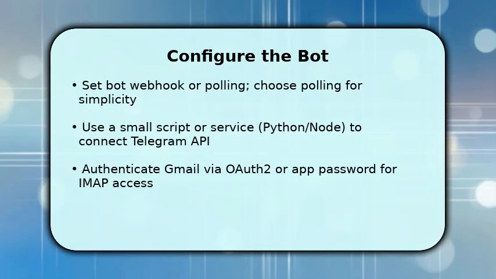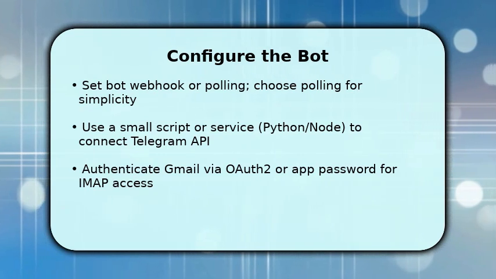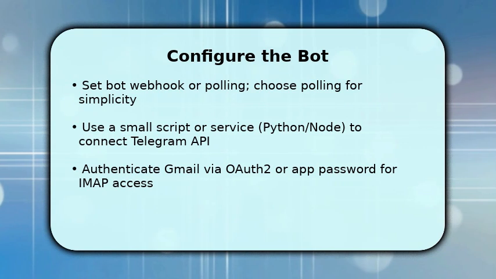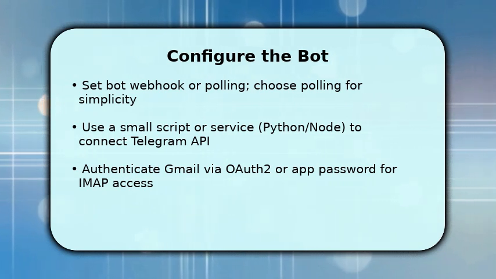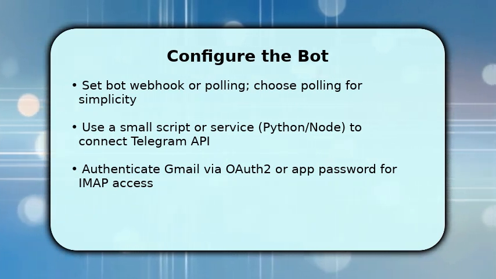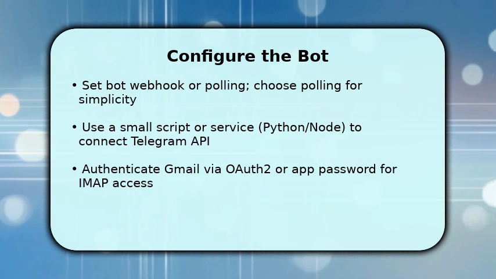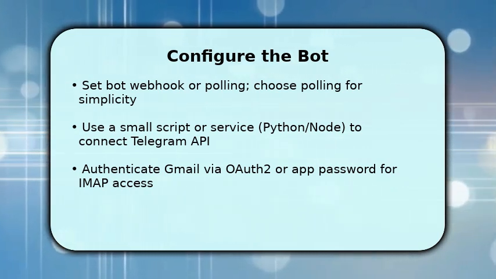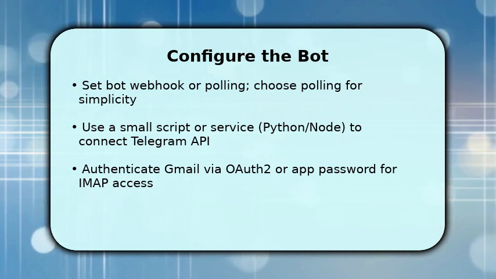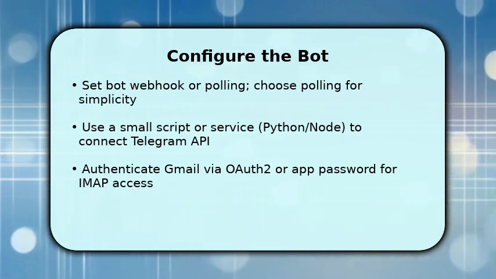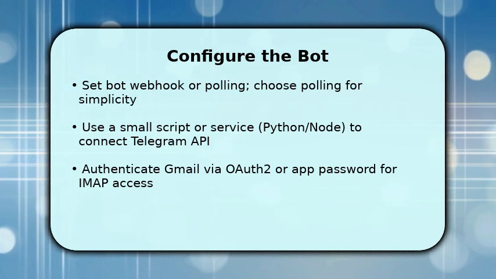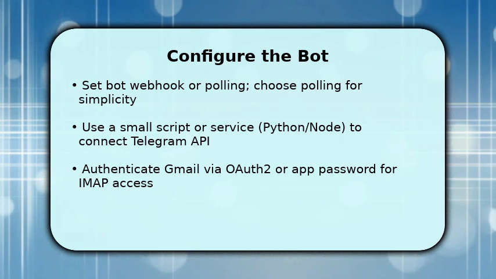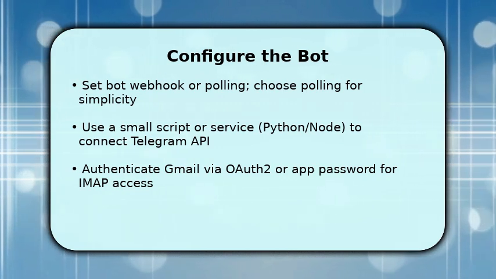Now configure the bot. Pick polling for a simple setup so you avoid hosting webhooks. Write a short script in Python or Node that uses the Telegram API token to receive messages and listen for commands like /start or /watch. Then, connect to Gmail using IMAP. Authenticate with OAuth 2 tokens or an app password. OAuth is more secure but has slightly more steps. Make sure your script maps mail folders to Telegram messages, and test fetching a message to confirm connectivity.